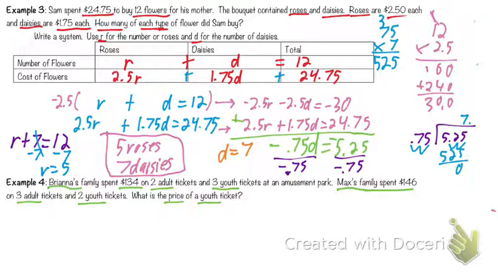How many labels do we have here? We see a dollar sign label, a dollar sign label. We see how many dollar sign labels? 2. We see adult tickets. How many times do we see that as a label?